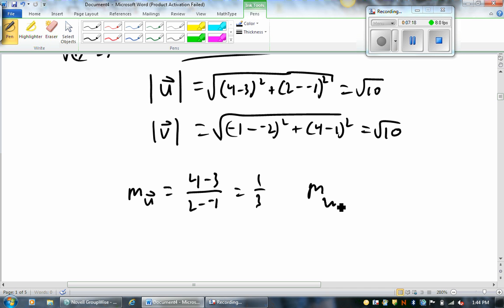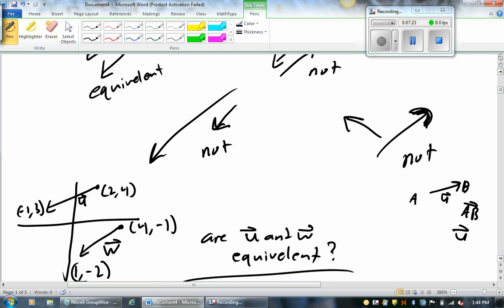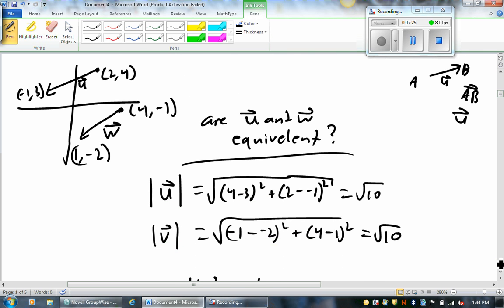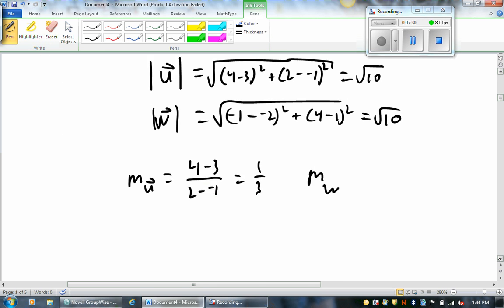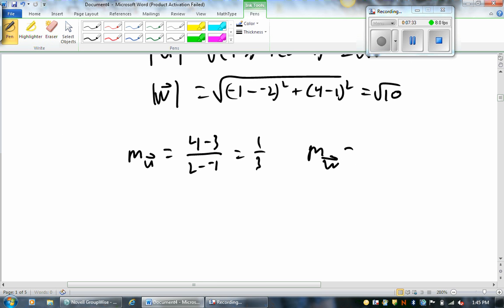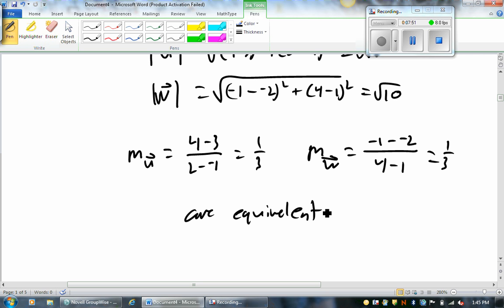And if we do the slope for vector w, I think I call it w, yeah. Sorry guys, this is a w, not a v, one away. Just keep the notation straight. For vector w, we have negative 1 minus negative 2, all over 4 minus 1, which is also 1/3. So these are equivalent, because they have the same magnitude and the same direction.